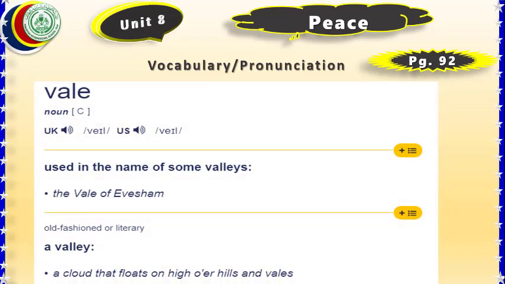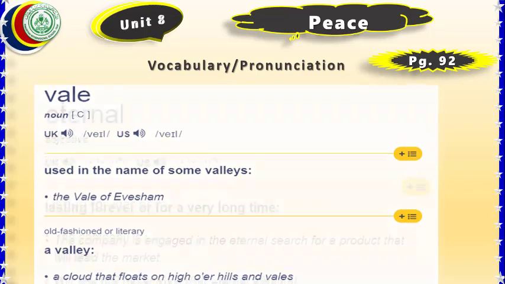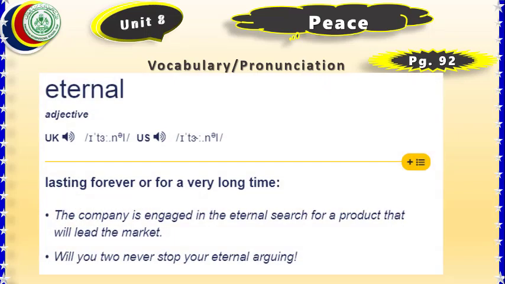Vale is used in the name of some valleys. Vale means valley. Eternal means something that is lasting forever or for a very long time.